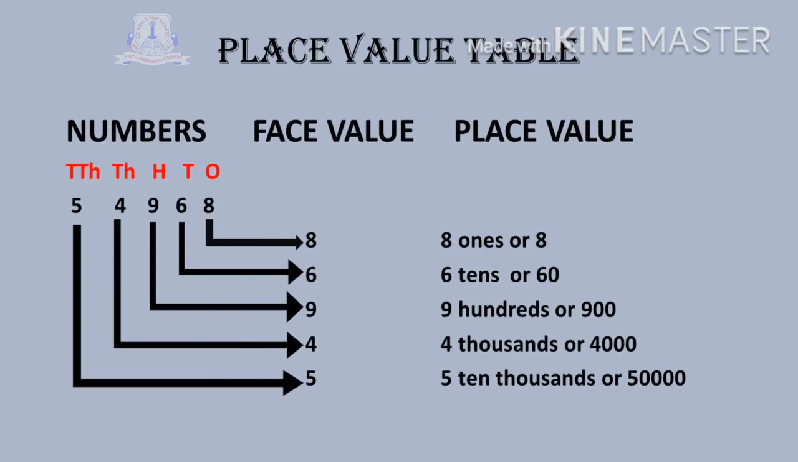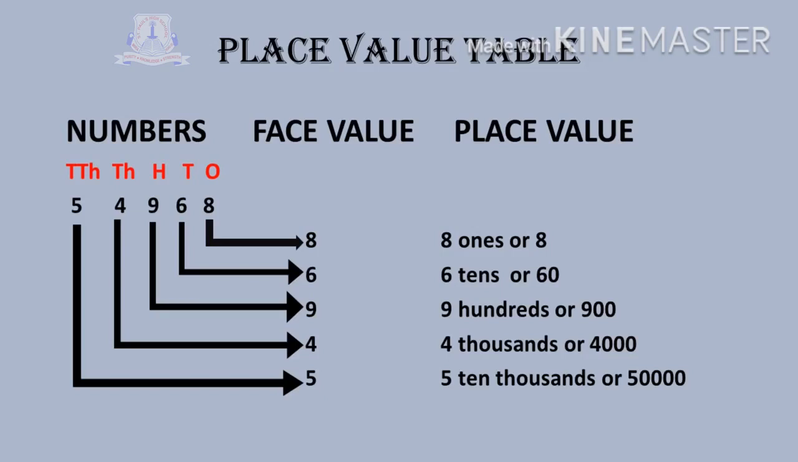Next, we will discuss the place value table. Here you can see 3 columns. One is a number column, then face value and place value. Now the number given here is 54,968. Here, see the first number 8. You can see the arrow pointing towards 8. The first value of number 8, face value is 8. And the place value is 8 ones or 8.